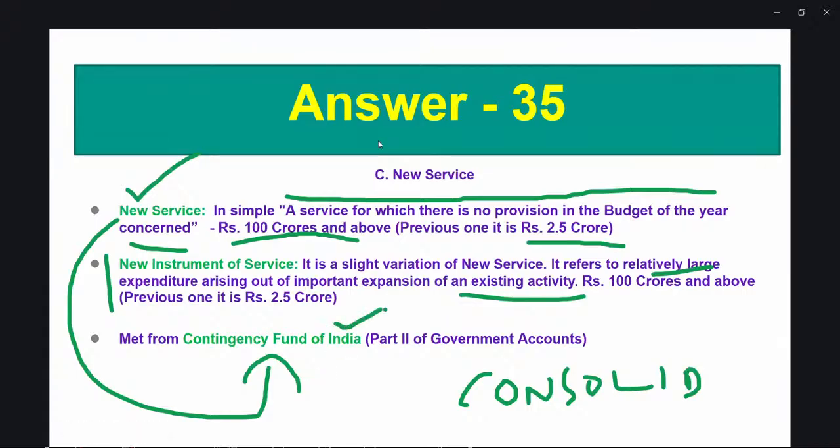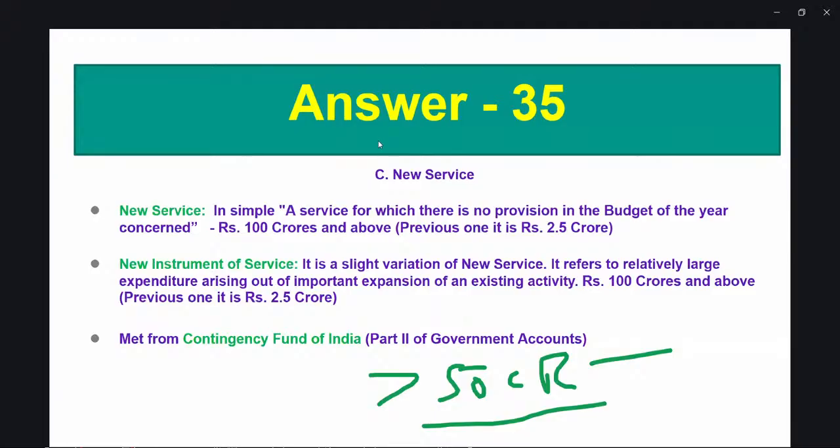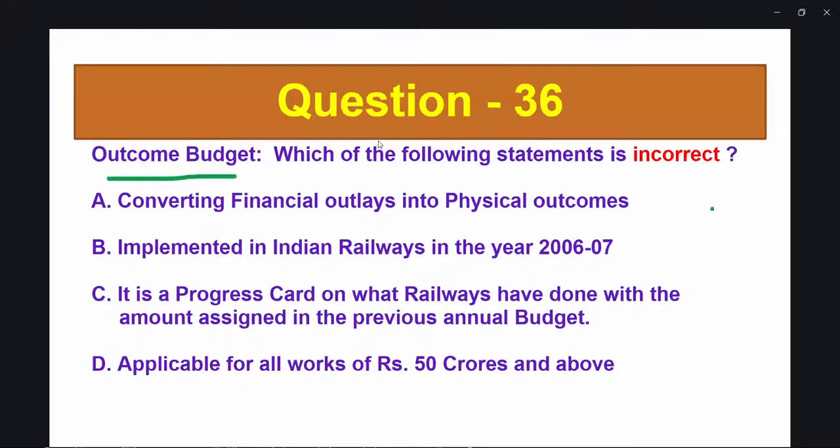And here one more important point: above 50 crores, information given to the Parliament is compulsory. Prior intimation given to the Parliament is mandatory. Above 50 crores, that is nothing but the pink book limit. Pink book limit. Okay, so this is important. 2.5 to jump to 100 crores. Outcome budget, very, very important.